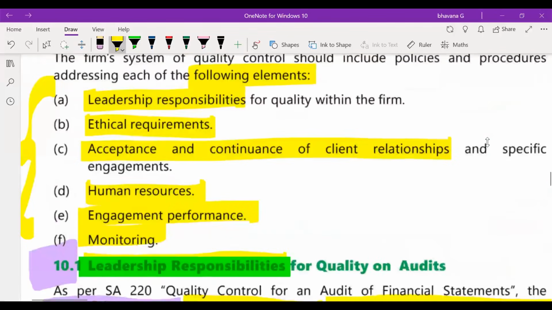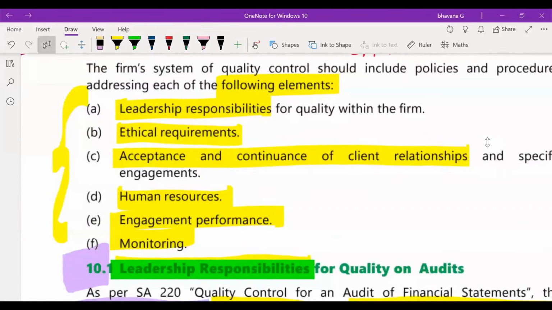See, in a short form, I'll tell you, all these topics are also explained in detail after this. That means you must have a very good leader who is ready to take responsibility of the quality. That is a leadership responsibility.